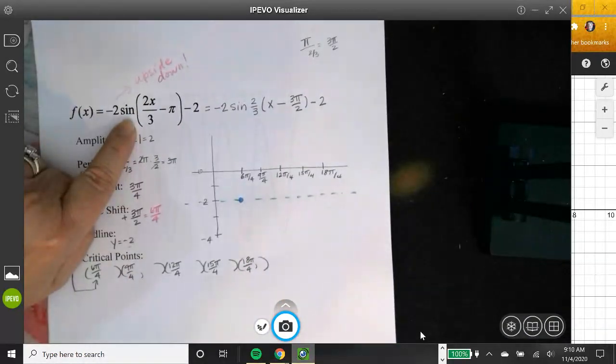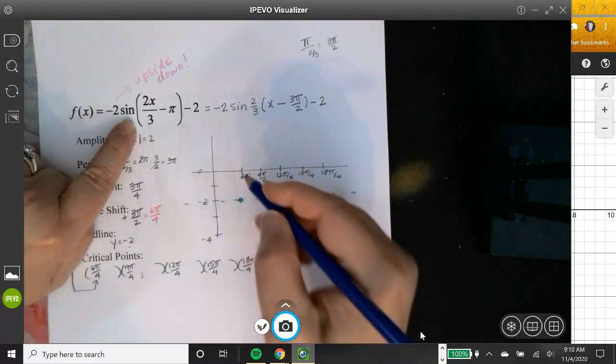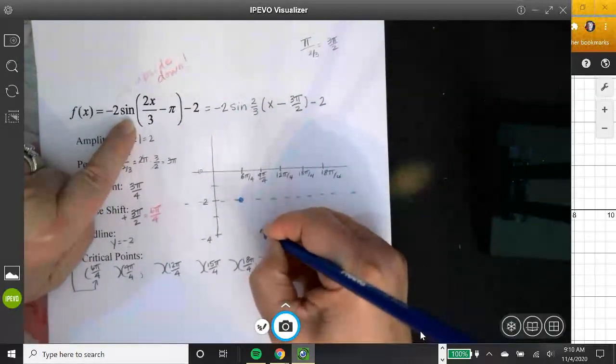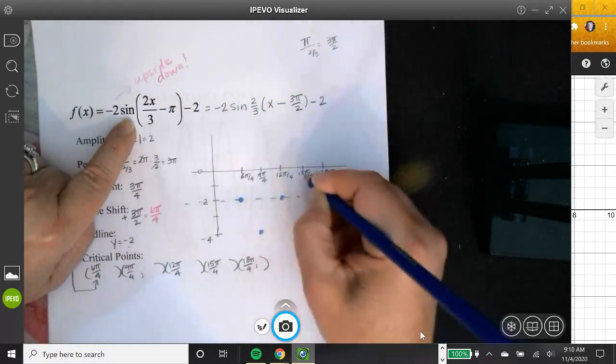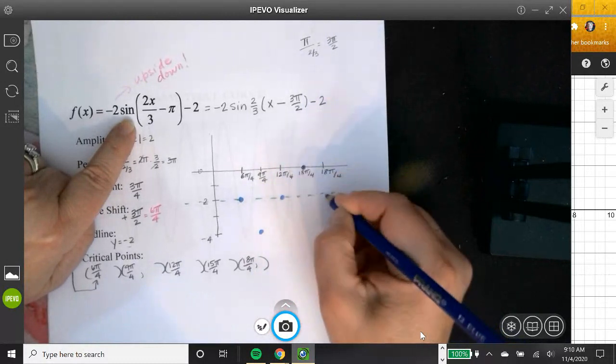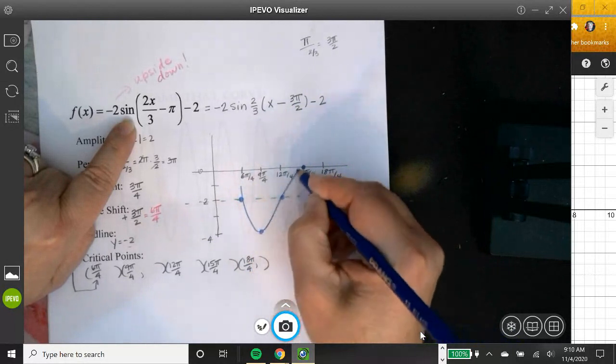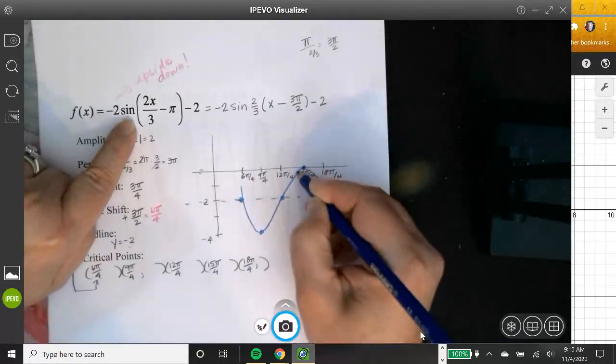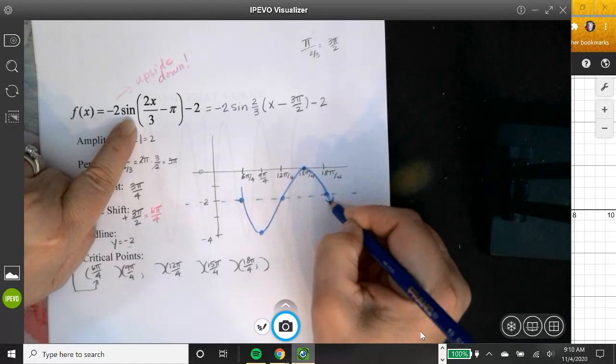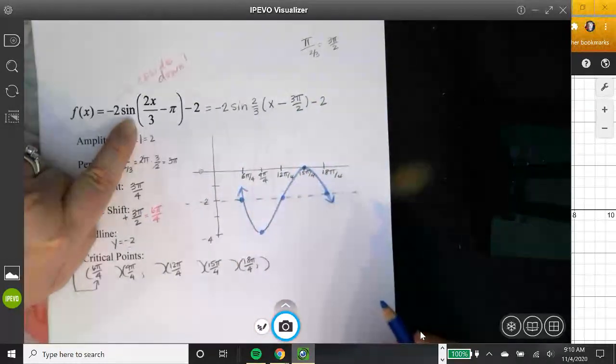Okay, so instead of going up in amplitude, we're going to go down to -4, back to midline, up in amplitude, and then back to the midline. And then we're going to connect our points. Here we go. That's a little pointy there. It should be more smooth, but okay.